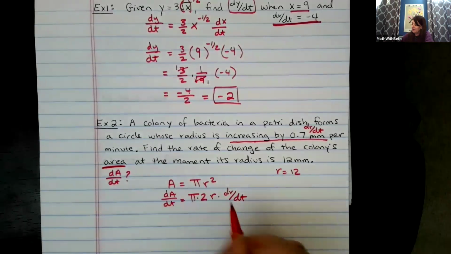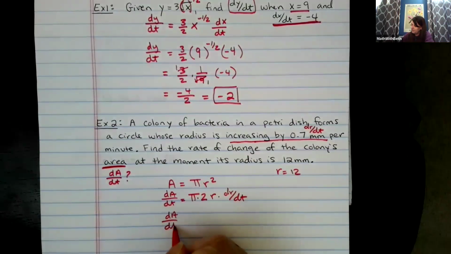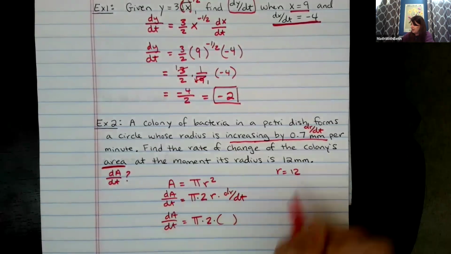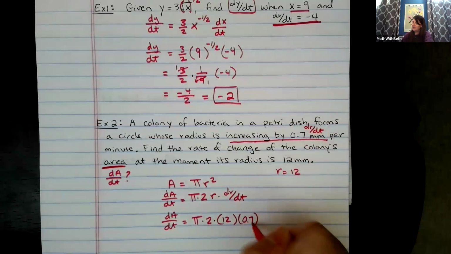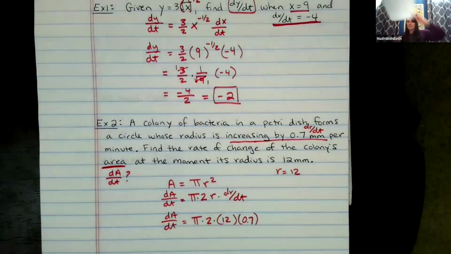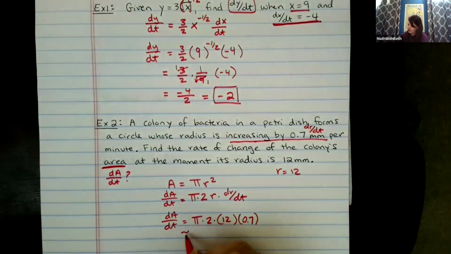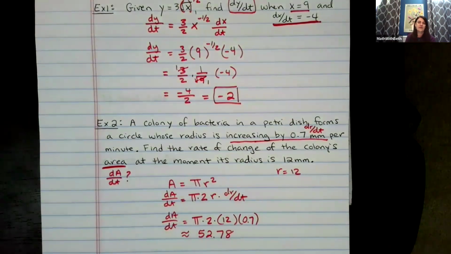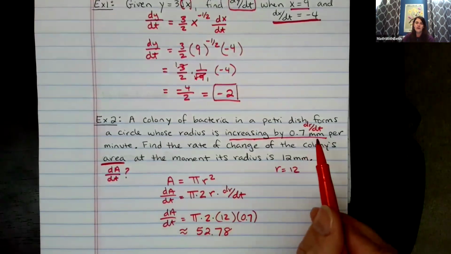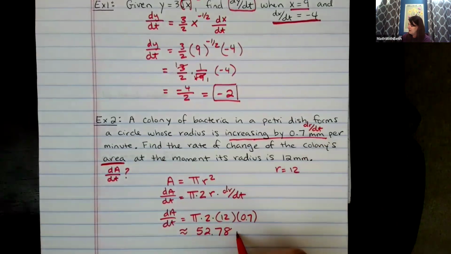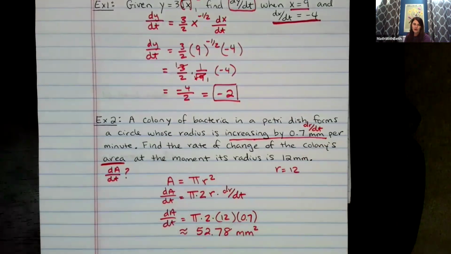So now we can plug in what they've given us, which is pi we know, 2 we know, the radius they said is 12, and the dr dt they basically said was 0.7. So if you multiply that all together, which I did earlier, you would get about 52.78. So what units would this be? Since this is the rate that the area is changing, and we're talking in terms of millimeters, the area is going to be millimeters squared.